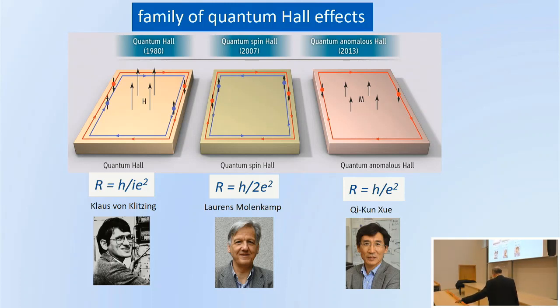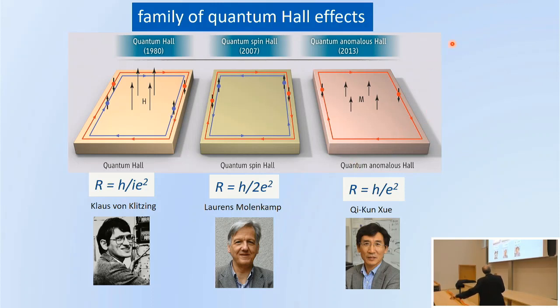Soon after this theoretical prediction, it was shown that indeed there is quantization in a mercury telluride quantum well without magnetic field, and also there is the quantum anomalous Hall effect. Namely, we have a ferromagnetic material. We now have not magnetic field but magnetization. It is possible that without external magnetic field, without Landau levels, we have one chiral state.